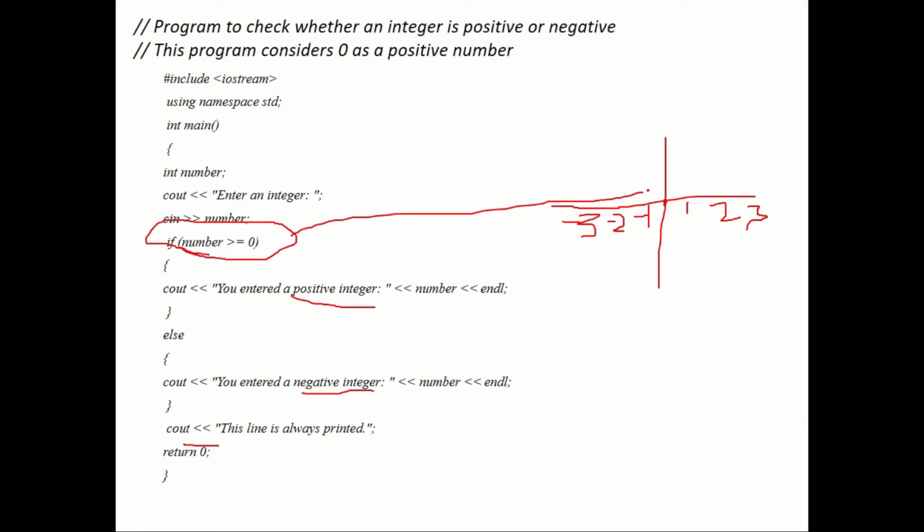If the number is right of this or left of this, check and print which one it is. The condition is: once the user enters an integer, check if the number is left of 0 or right of 0, and display that information for the user.